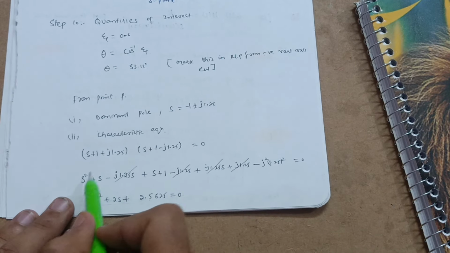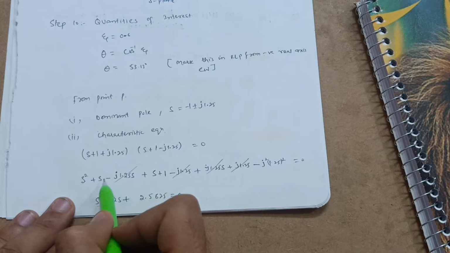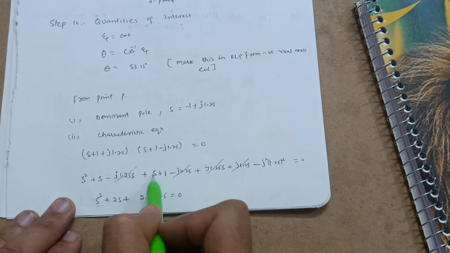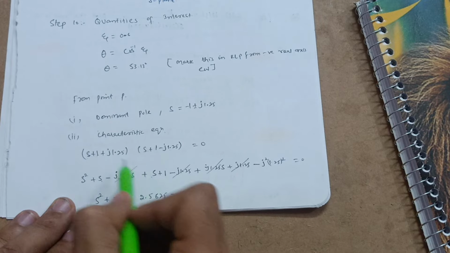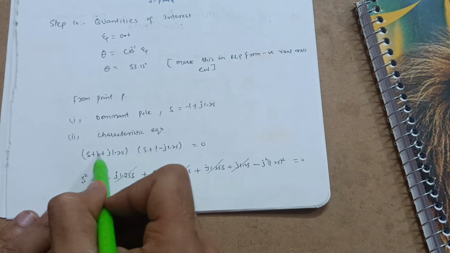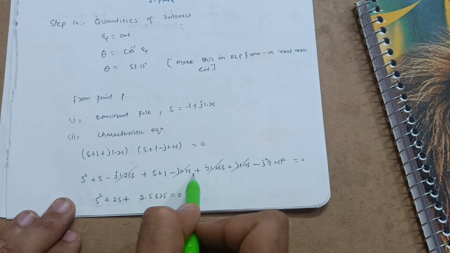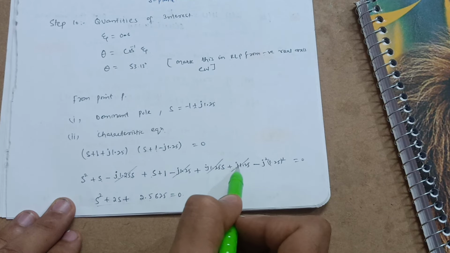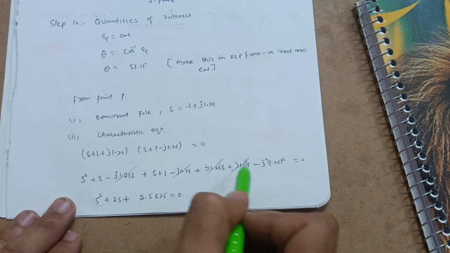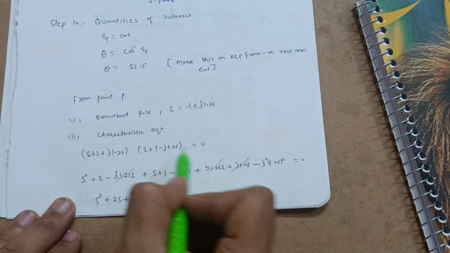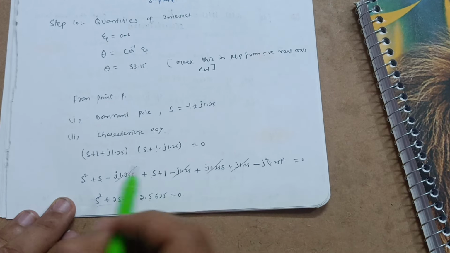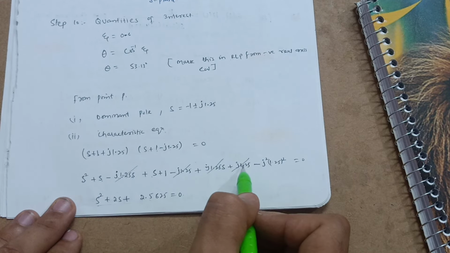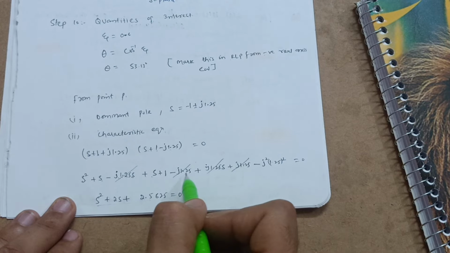So s into s is s square, s into 1 is s, s into this j is minus j 1.25 s, and this 1 into s is s, 1 into 1 is 1, 1 into minus j is minus j 1.25, plus j 1.25 into s is j 1.25 s, plus j 1.25 into 1, it will become minus j into j is j square into 1.25 whole square, is equal to 0. The terms with j will get cancelled.